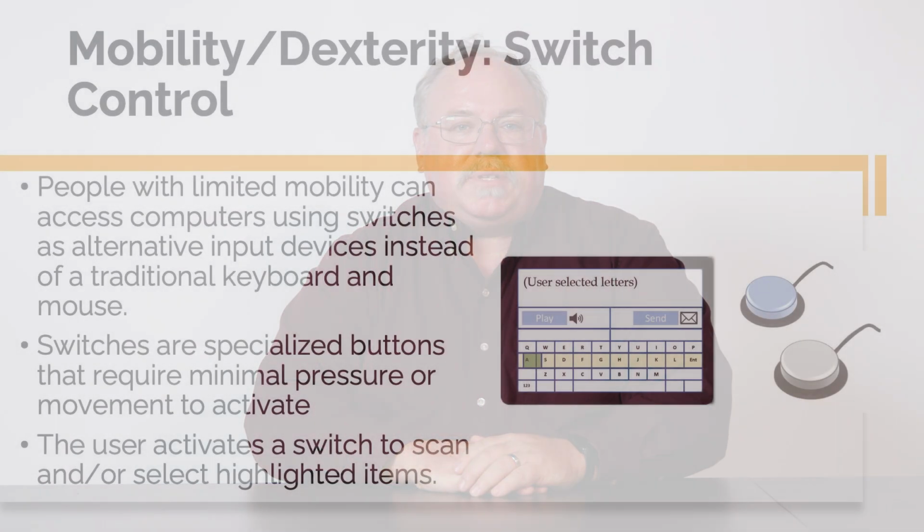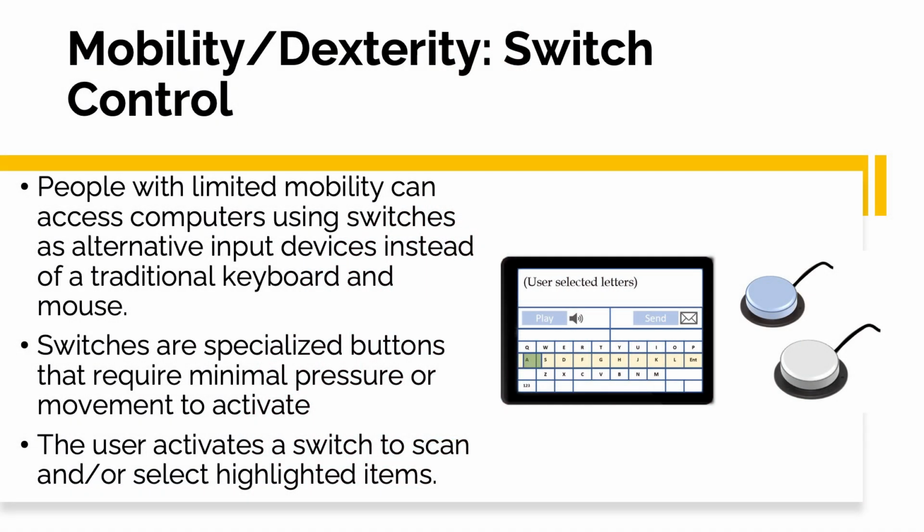Now we will discuss common features that aid students with mobility and dexterity limitations. All computerized devices have the capacity to be controlled by switches. People with limited mobility can access computers using switches as an alternative input device instead of a traditional keyboard or mouse. Switches are specialized buttons that require minimum pressure or movement to activate. The user activates a switch to scan and or select highlighted items.